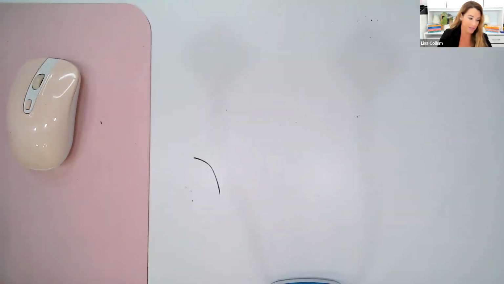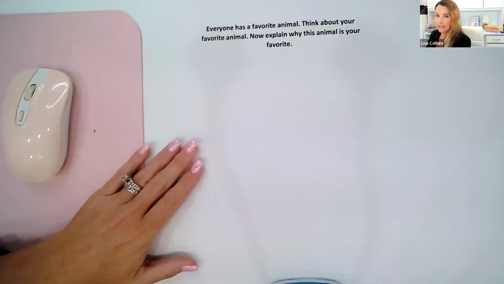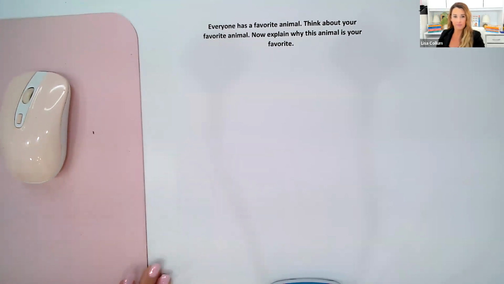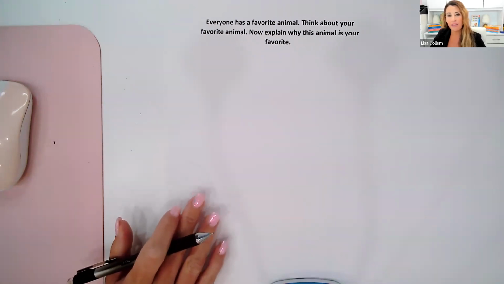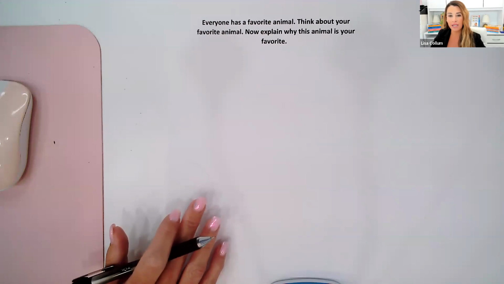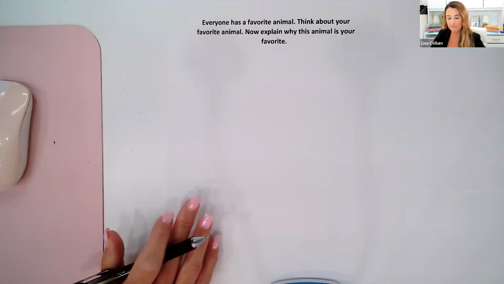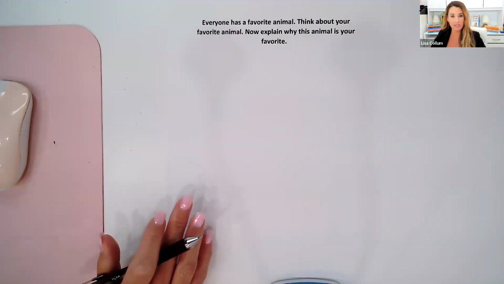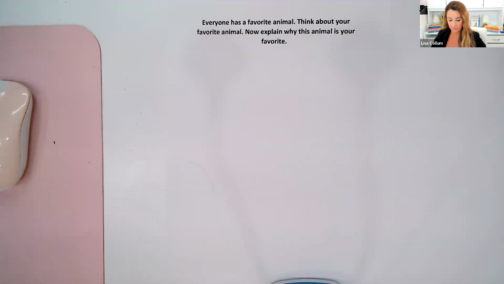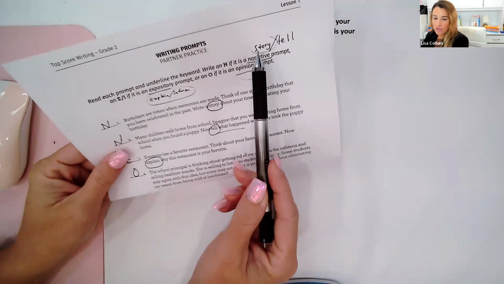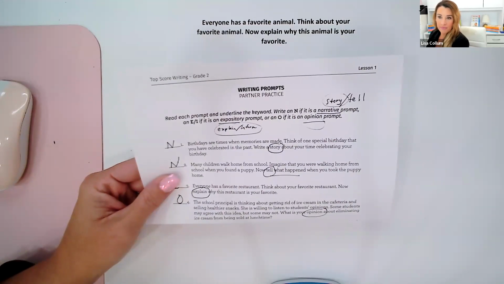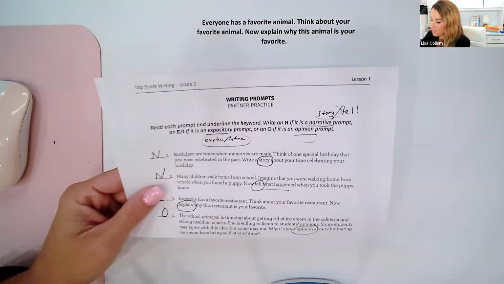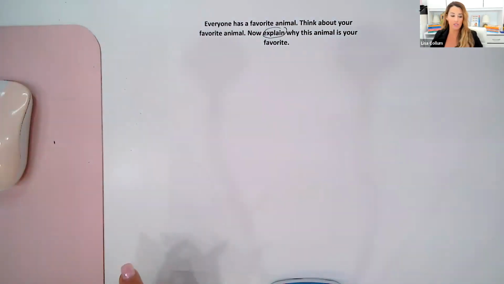So let me show you what I mean, because once you learn this, it's going to be so easy. Let's pretend this is the prompt, okay? It says everyone has a favorite animal. Think about your favorite animal. Now explain why this animal is your favorite. Does anyone see one of those keywords that we talked about in this prompt? Story, tell, explain, inform, or opinion. Anyone see one of those keywords? You should see the keyword explain, right? So we know we're doing an expository essay.